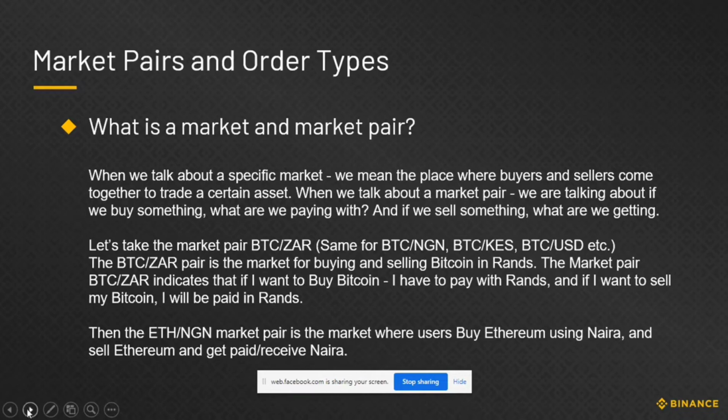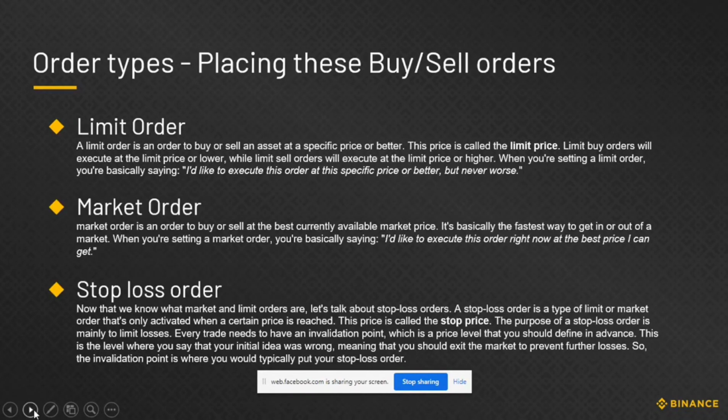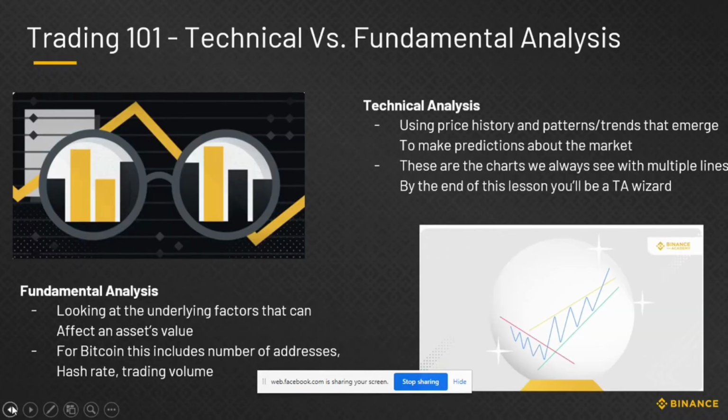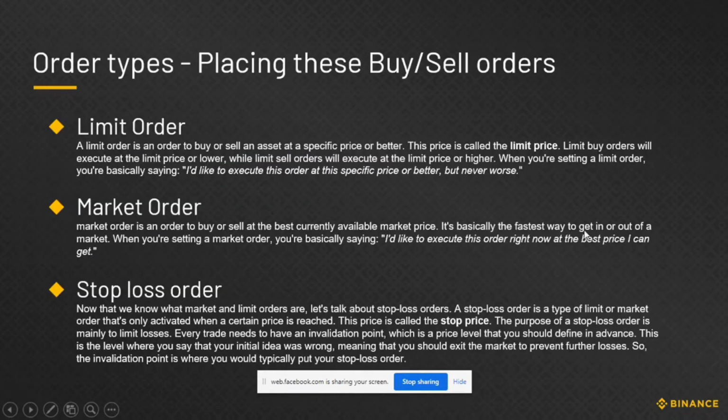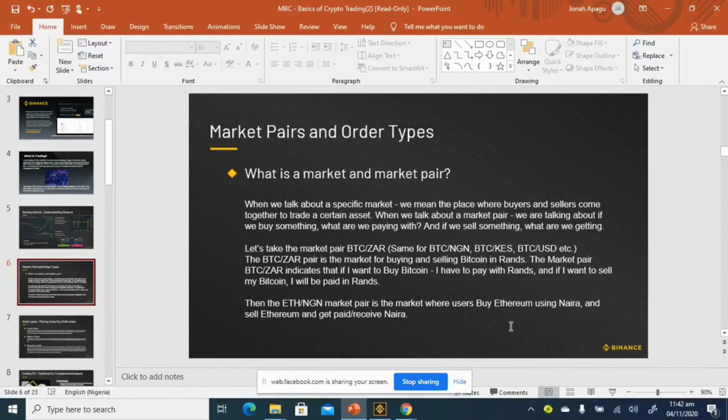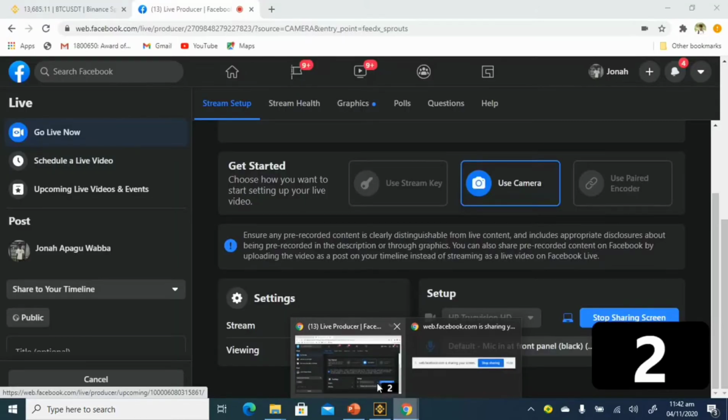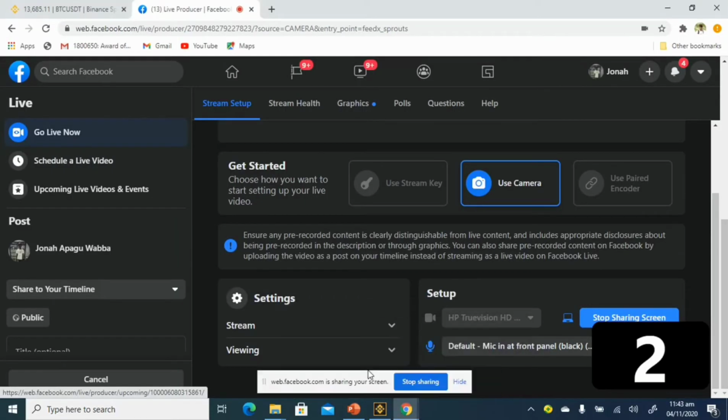Alright, sorry, there was a brief network issue. So I think we'll continue from where we stopped. Talking about the other types. Let me go to the Binance platform again. Okay, now I know why it was acting up.